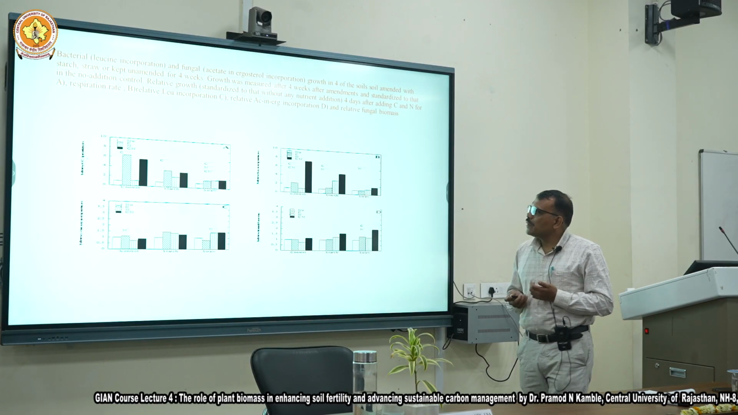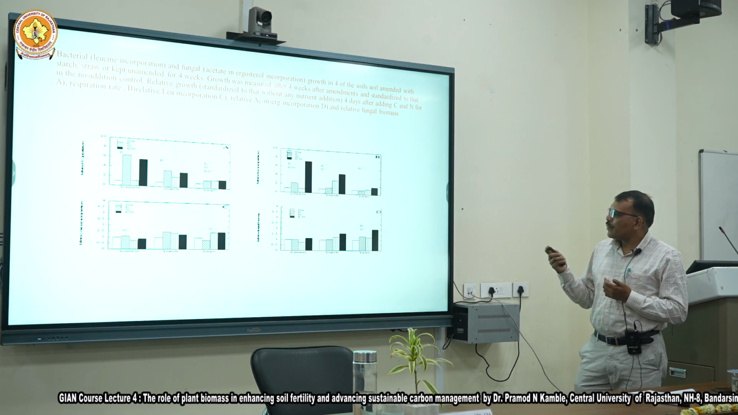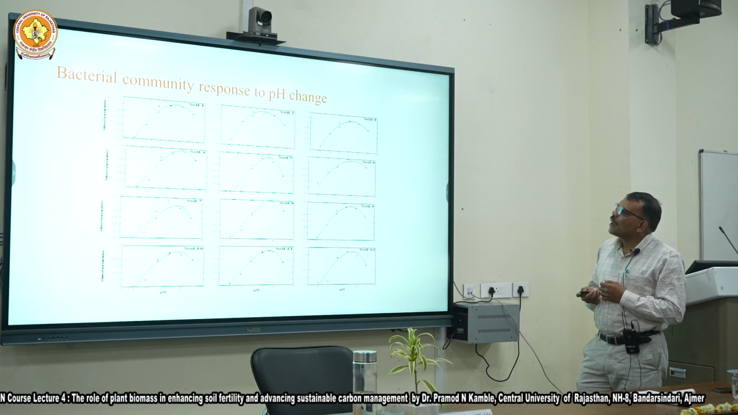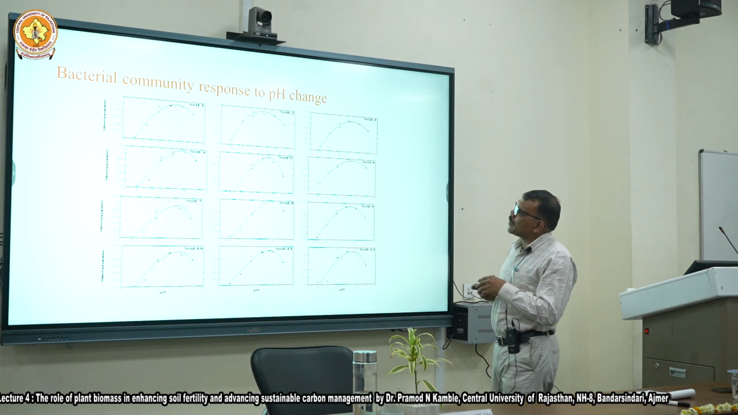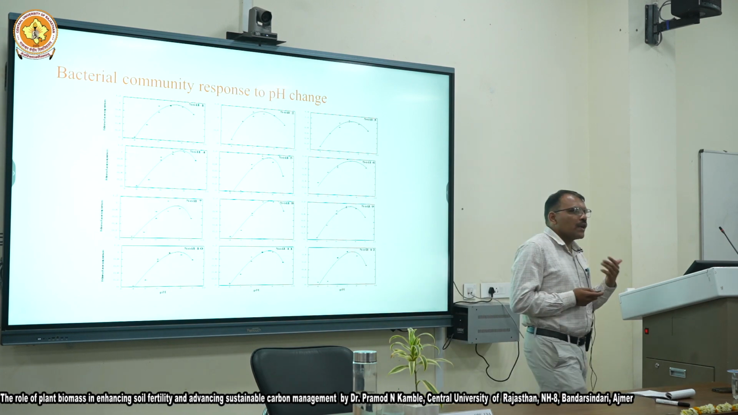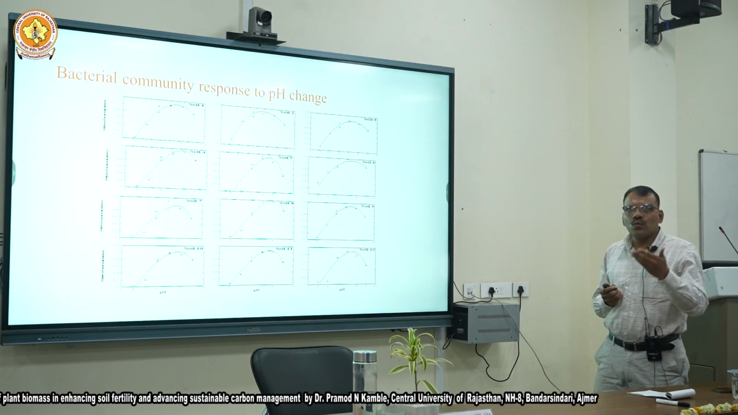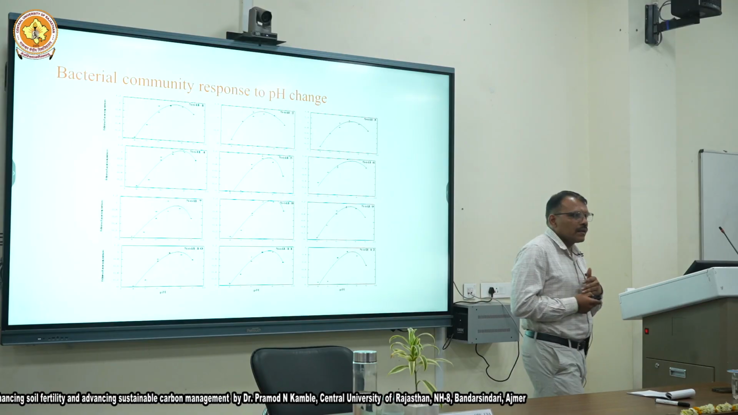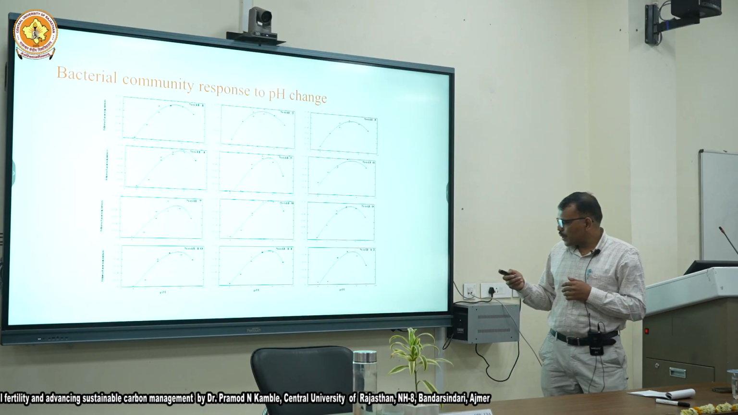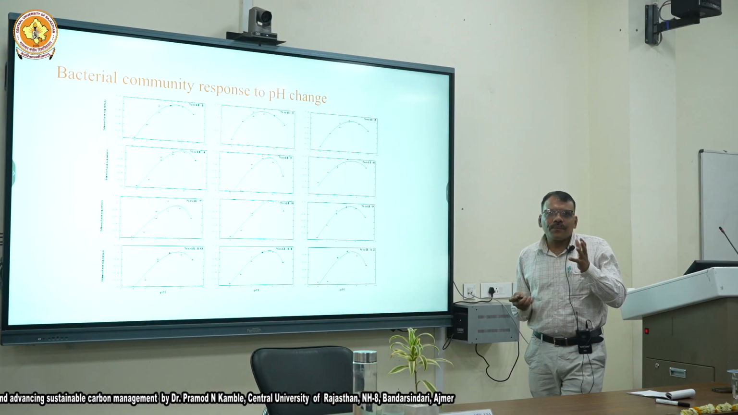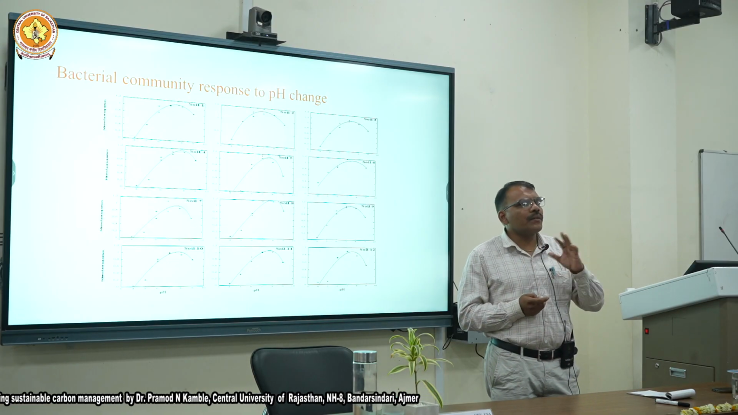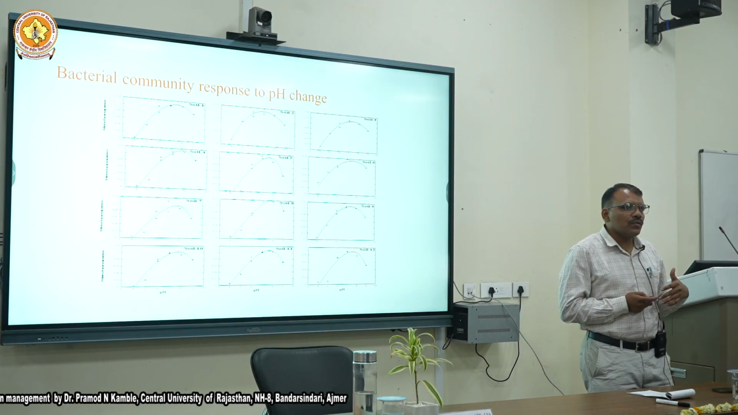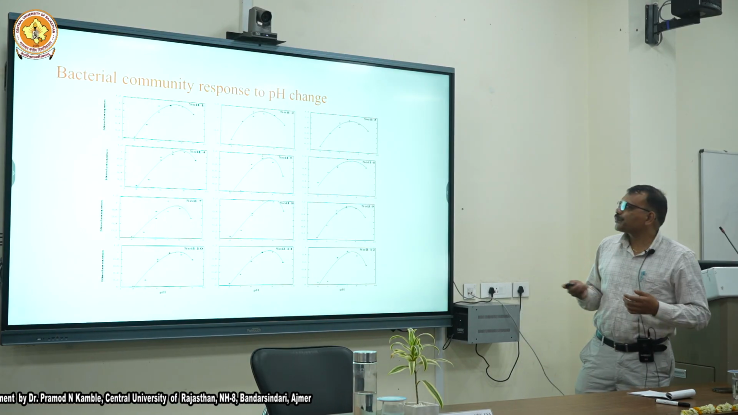Then again, the conversion of the bacterial community from one community to another. So the bacterial community responds to the pH change. So we used different kinds of buffers at pH 4, 6, 9, and then we found that the optimal pH for bacterial growth was equal to the soil pH. That means the bacterial community is adapting to the extreme conditions.